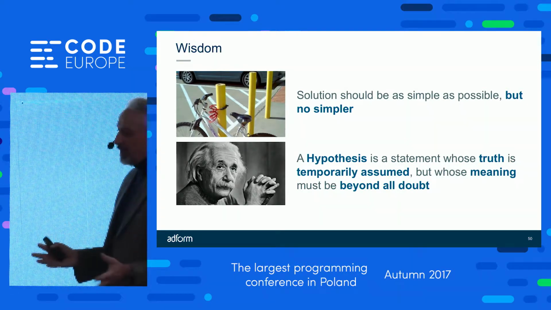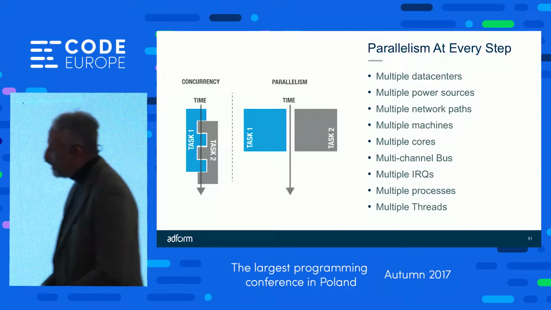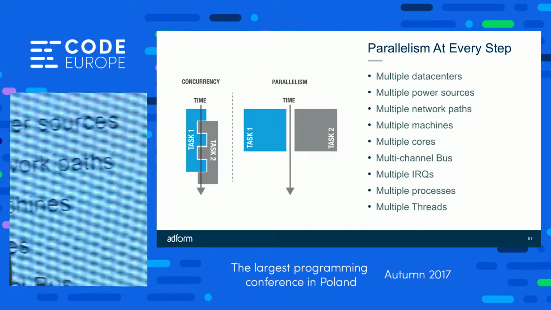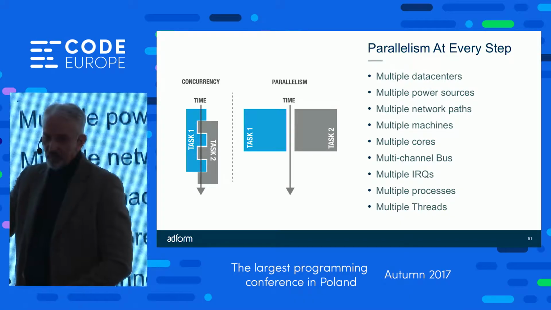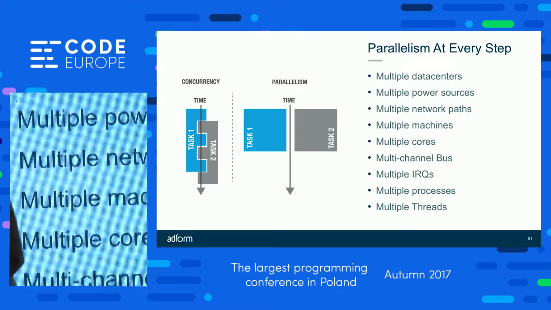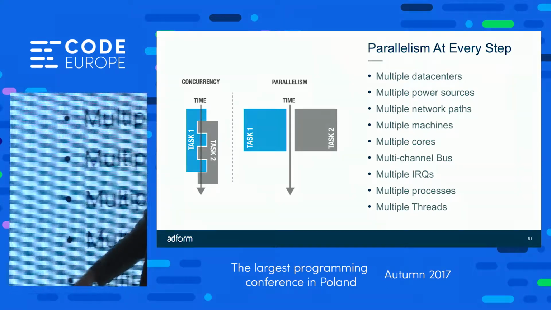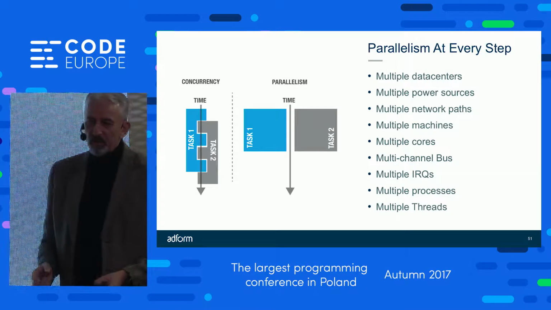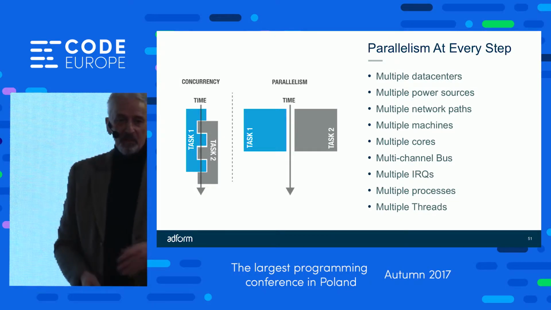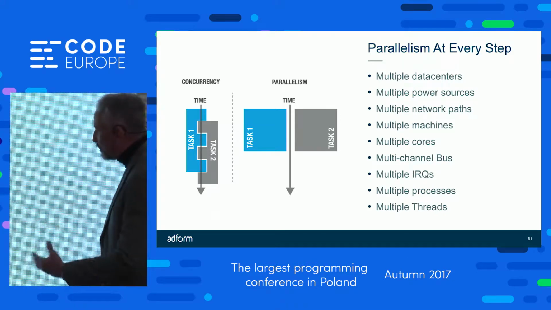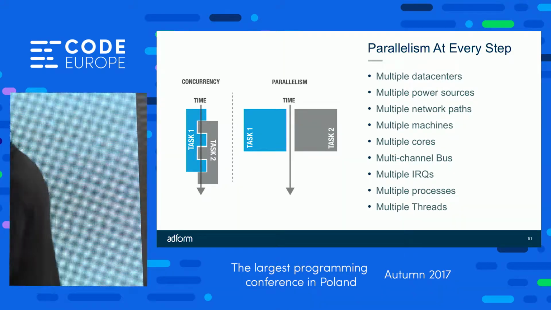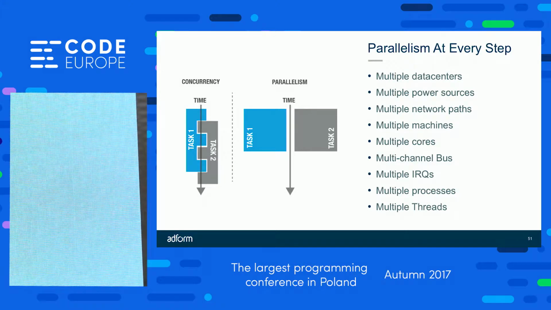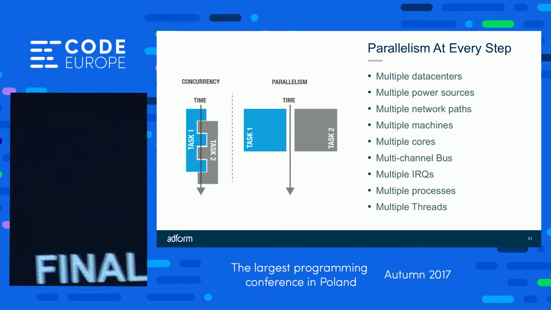Okay, parallelism at every step. If you're not sure the difference between concurrency and parallelism, look at this graphic. Concurrency is where we're sharing one resource. Parallelism is where we're using more than one resource. So strive for parallelism at every step in the way you use your threads, your CPUs, your RAM, the I/O bus channels, the IRQs. Everything that you do should be as parallel as possible to achieve high load.